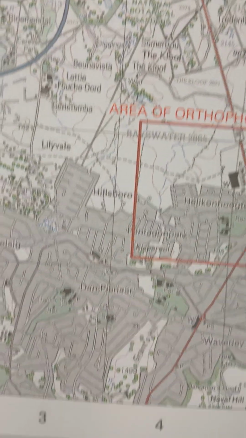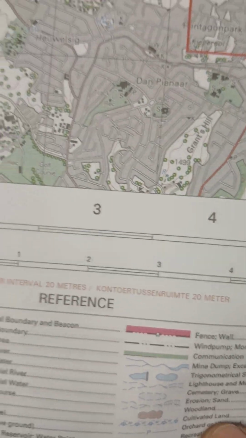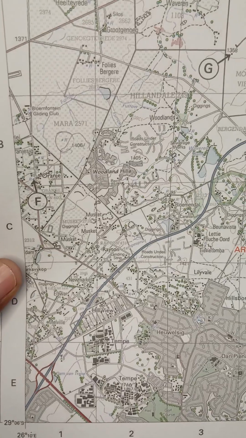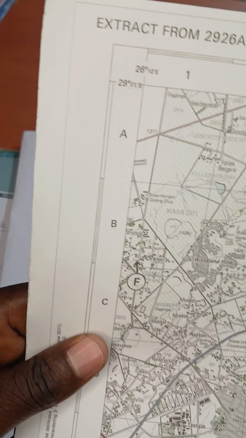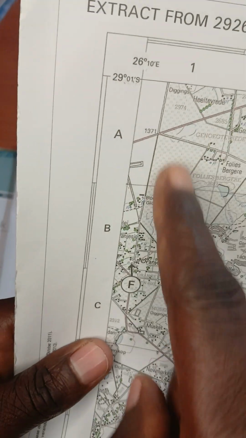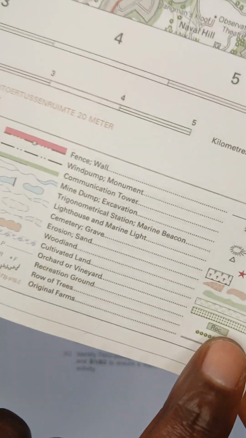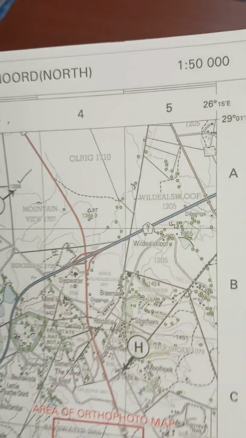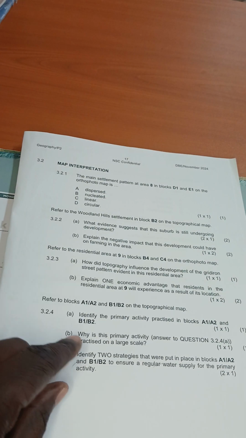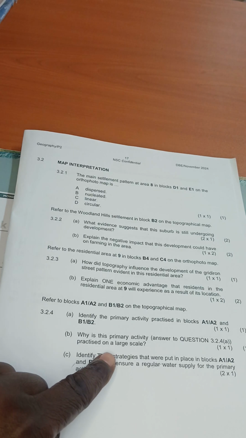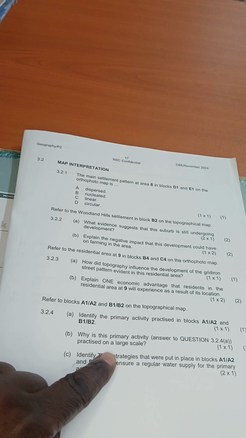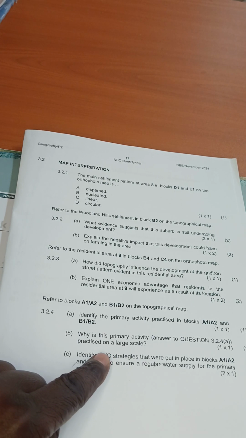You come here, where's your green? It shows you that it's cultivated land. So there's agriculture that is taking place there. There's farming, there's cultivation that is taking place in A1, A2. How did we find out that? We used our reference, which is your key. You can see here it shows cultivated land, which means there's farming that is taking place. It's agriculture.